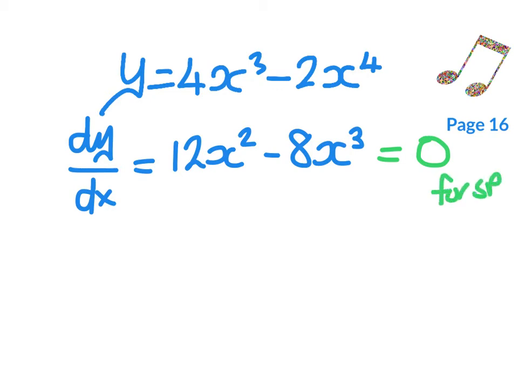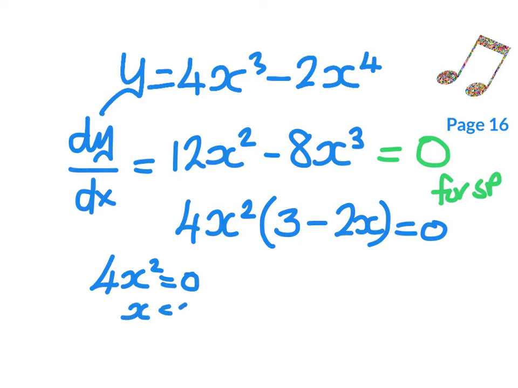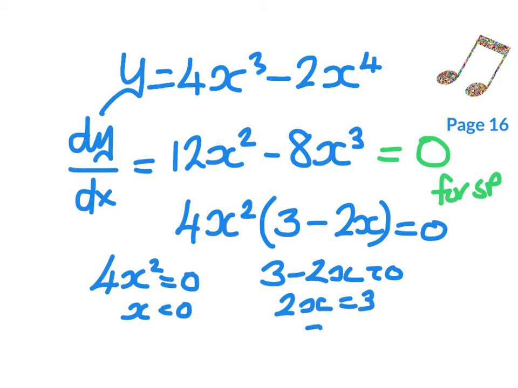Remember, stationary points have a gradient of 0. And now I'm going to try and factorise and solve. I can see here I can take out a common factor of 4 and a common factor of x squared. So inside the brackets I'll have 3 minus 2x. From this I can conclude that either 4x squared equals 0, which would make x equal to 0, or 3 minus 2x equals 0, which means 2x equals 3 and x is 3 over 2.